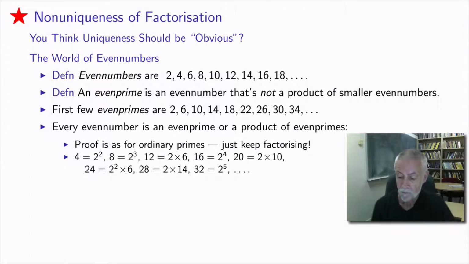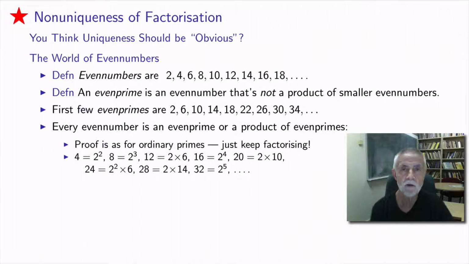2, 4, 6, 8, 10, 12, 14, 16, 18, and so on. Now let's define an even prime, and by that I do not mean a prime which is even, because there's only one prime which is even, that's the number 2. Let's define an even prime to be an even number, in other words, one of these, that can't be factored into two smaller even numbers. So the first few even primes are 2, 6.